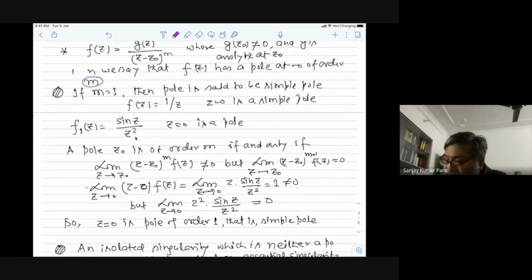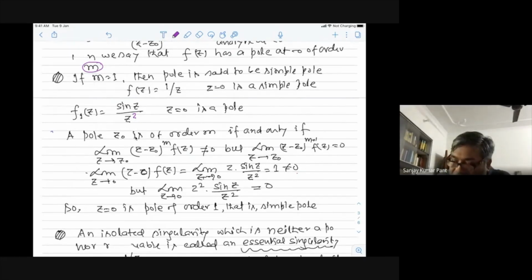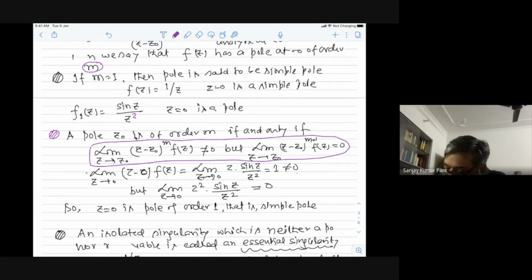But here I give you another characterizing property of a pole. A point z naught is called a pole of order m if and only if this very nice condition happens, and it seems very natural. See, f(z) multiplied by (z minus z naught) to the power m, and you take the limit, it comes out non-zero, and if it is multiplied by (z minus z naught) to the power m plus 1, it comes out 0. Then z naught is called a pole of order m. And you can demonstrate this for this function here; I have demonstrated it for this function.